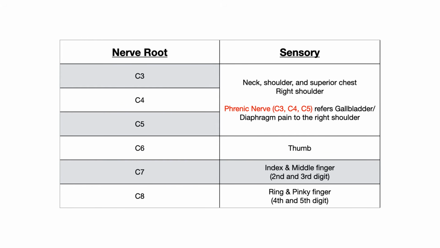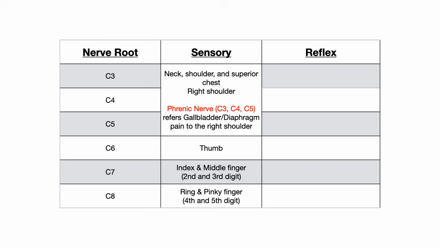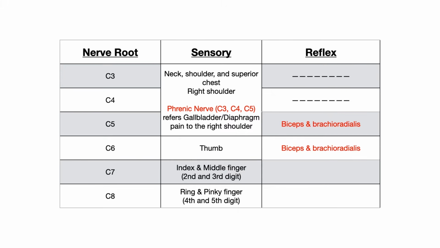You need to know, if applicable, what reflex these nerve roots control. So the good news is that for C3 and C4, you actually don't need to know anything. There's no high yield reflex that you need to know. For C5 and C6, you want to know that these nerve roots help control the biceps and brachioradialis reflex. For C7 and C8, these will control the triceps reflex.